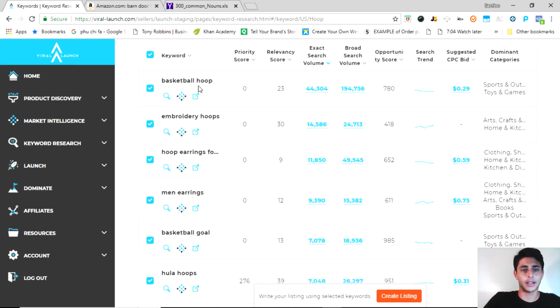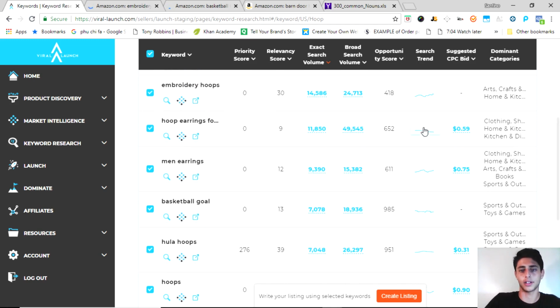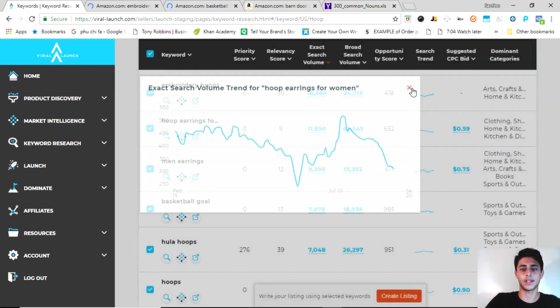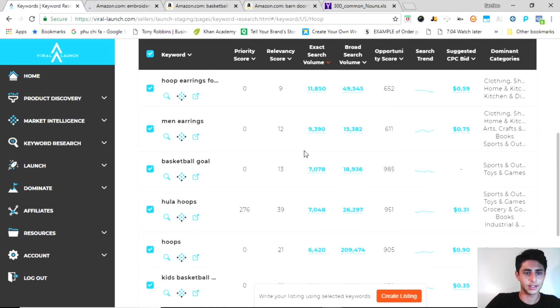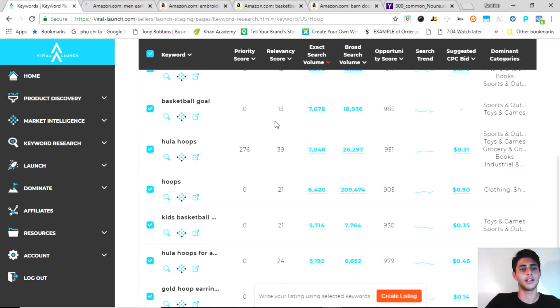So the first thing I'm seeing is basketball hoop, so we'll check that out. Embroidery hoops, don't even know what that is, so we will check that out. Hoop earrings, let's see what that is. Hoop earrings for women, I'm guessing that's pretty oversaturated. That's a pretty known product. Men earrings, that's kind of interesting. Let's see what's going on with that. But high CPC bid, so probably a little bit saturated and competitive, I should say.